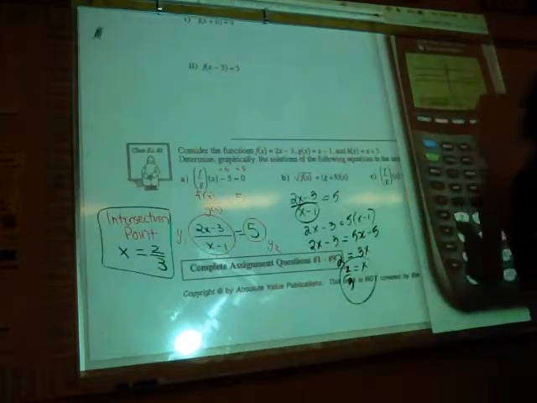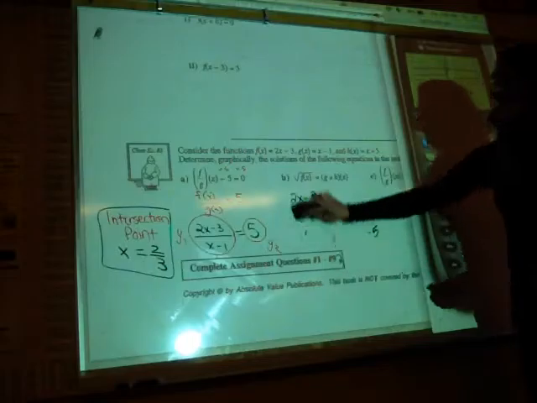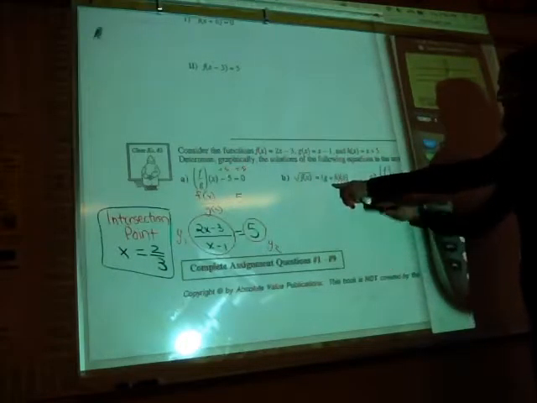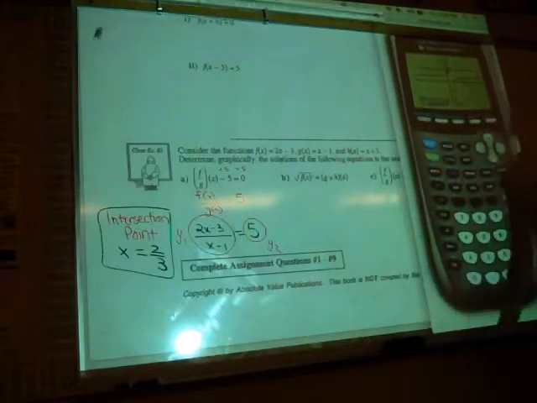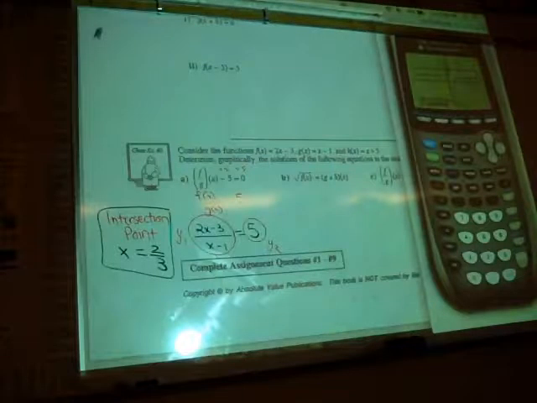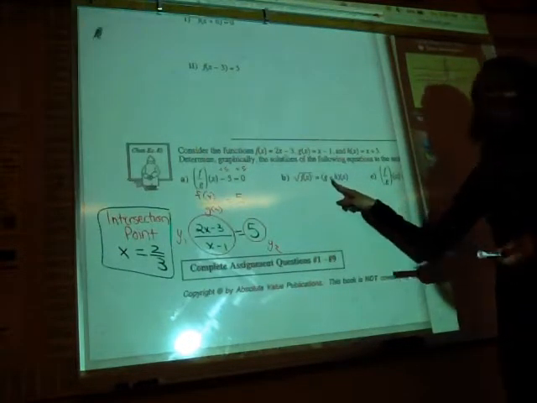You guys ready for the next one? Okay, what does this little circle mean? What do we call that symbol? Composition. We call this a composition.